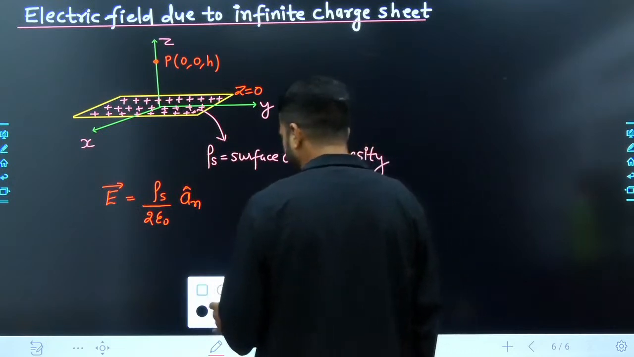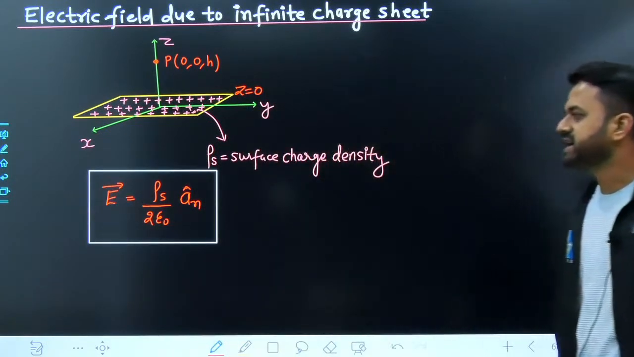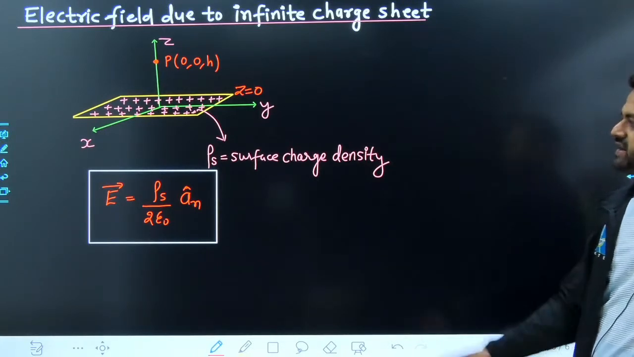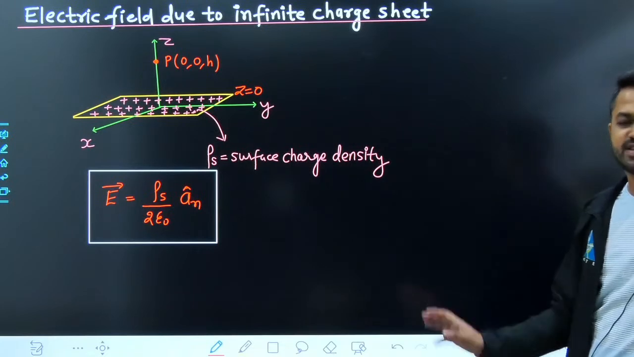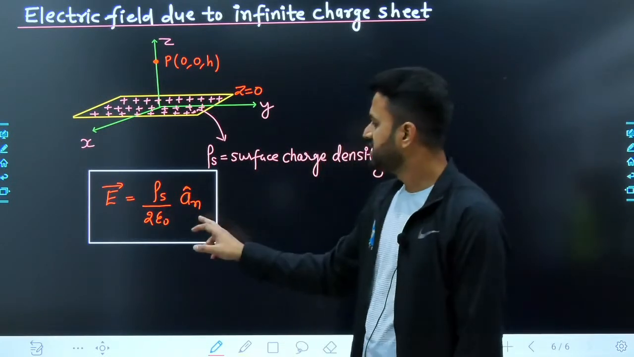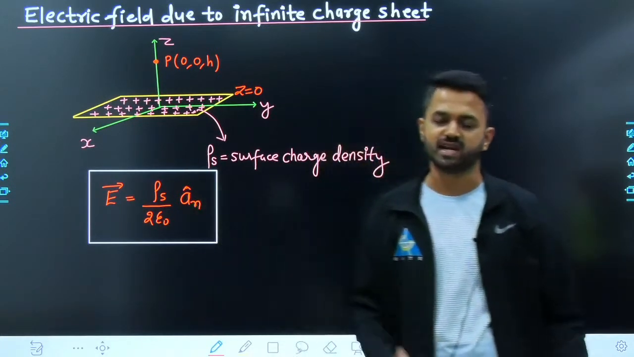So it does not depend on the distance at which you are calculating the electric field. It is just lying in the normal direction, and the magnitude is fixed, which is rho s. Rho s is nothing but the surface charge density, divided by 2 epsilon naught. Just you have to focus on the normal component of the electric field.